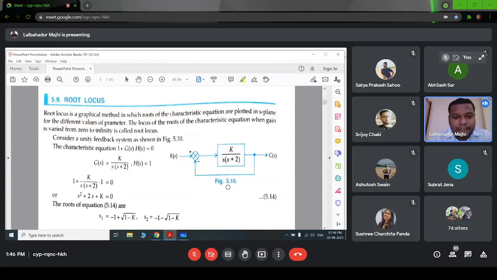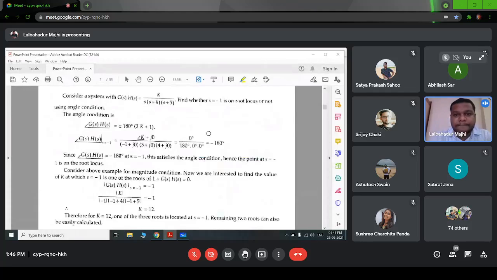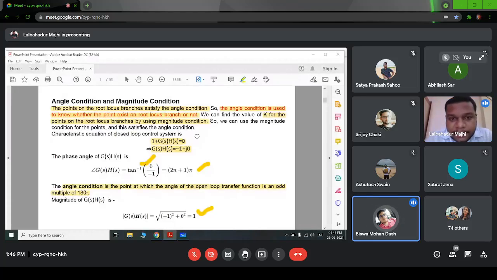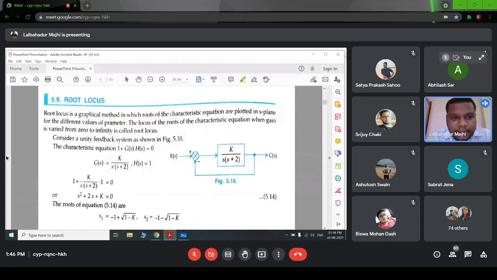I'll show you an example here. This example here. Root locus details.